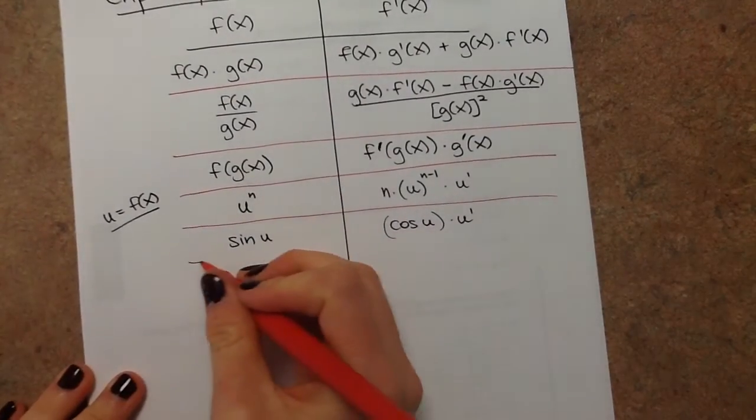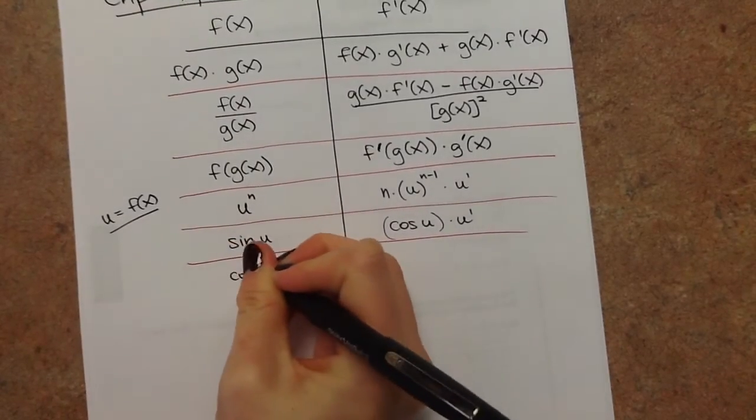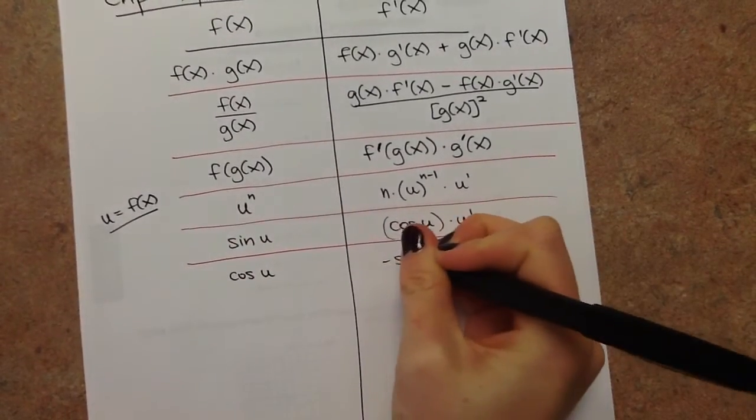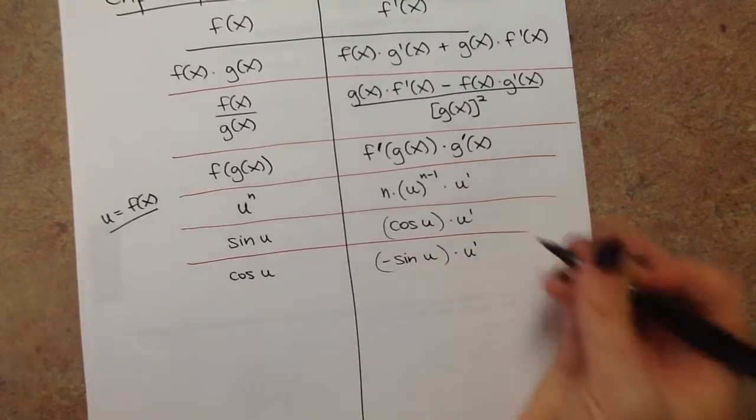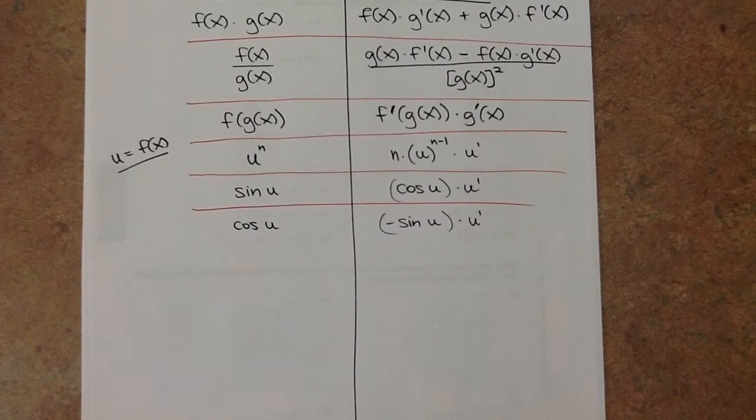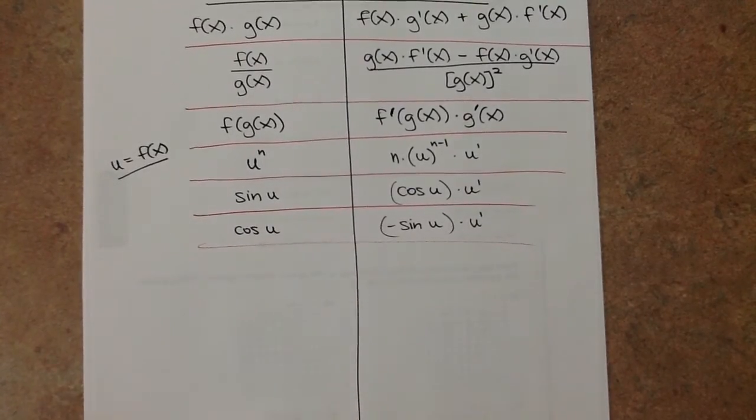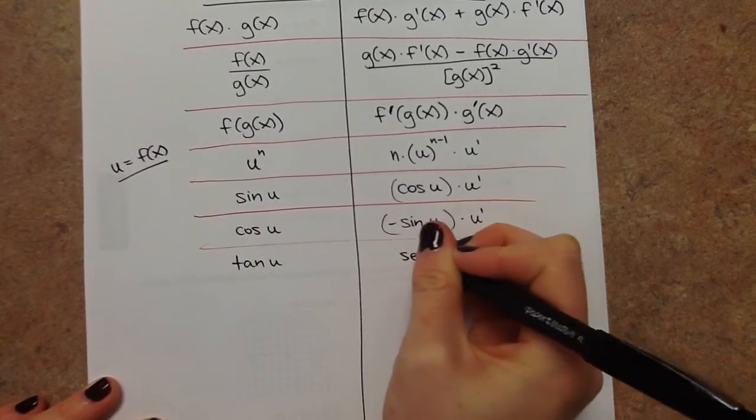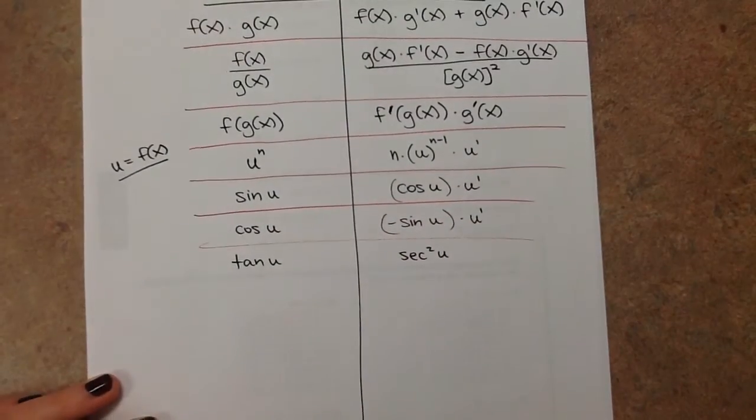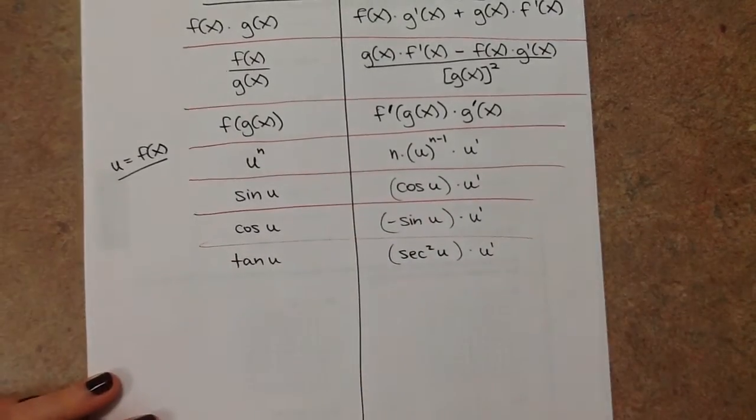Okay. Cosine. What's the derivative of cosine? Negative sine. Good. So if we have some nested function here, we have negative sine, the nested function stays in place, and then we multiply that expression by u prime. Tangent? Secant squared. So secant squared, the u stays in place, whatever that nested function is. Then we multiply by u prime.